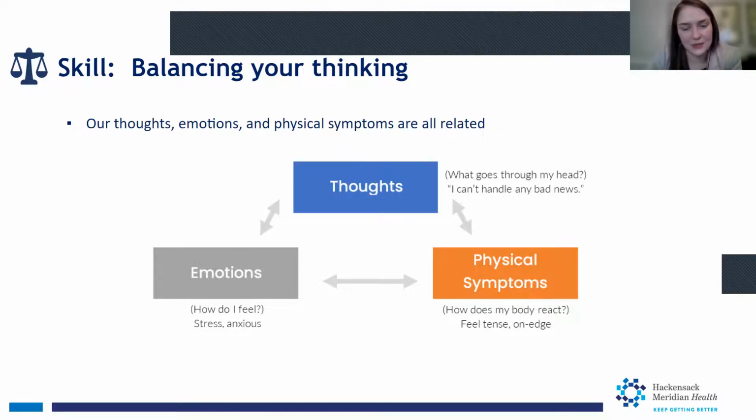As well as physical symptoms. How does our body react when we're under stress, feeling tense, feeling on edge? And then how does that in turn impact our thoughts and the way that we feel? So you can see where this can quickly become a vicious cycle where our thoughts become more and more negative and we become more and more stressed and on edge.